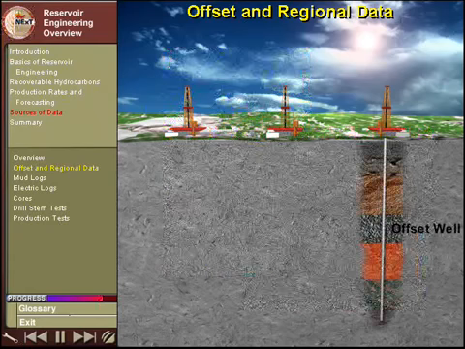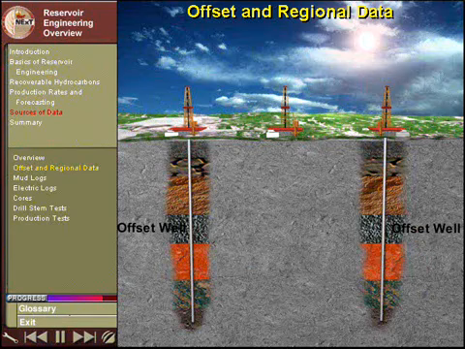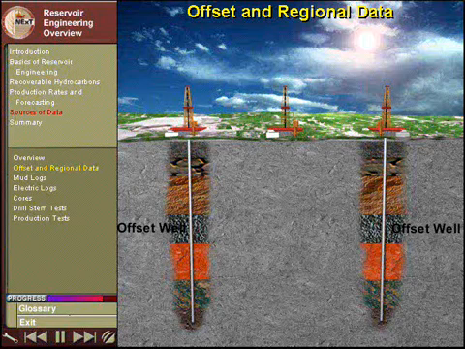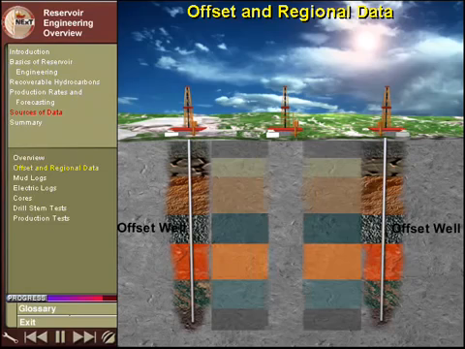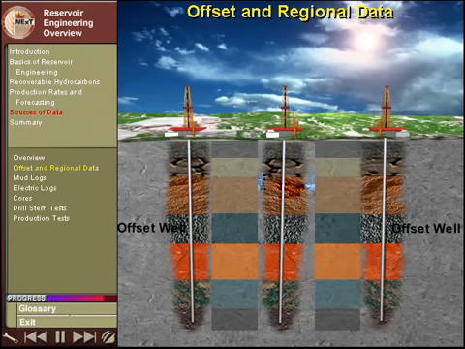The use of offset well data can provide the reservoir engineer with a wealth of information about the well that is to be drilled and completed. In addition, the use of regional or offset well data can go a long way in filling in the blanks for any specific well. Many fluid parameters and reservoir properties can be quite similar over regional areas.